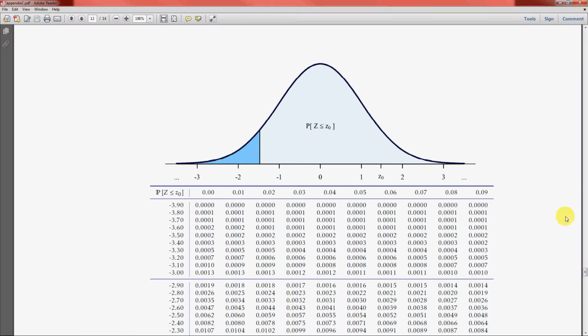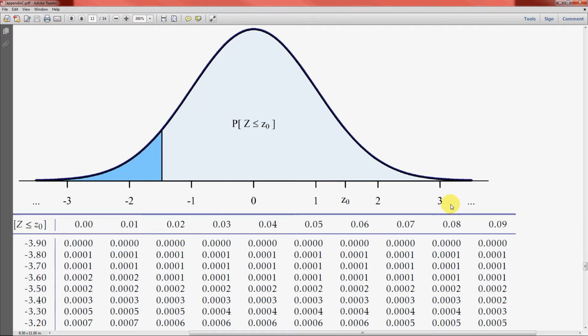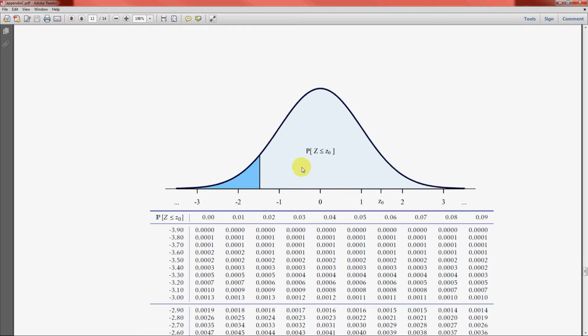So here's a normal distribution table that I pulled off the web. I'll make it a little bit bigger, but not much. This is nice in that it shows you that this blue area is the probability, the area that you're actually calculating with this table.